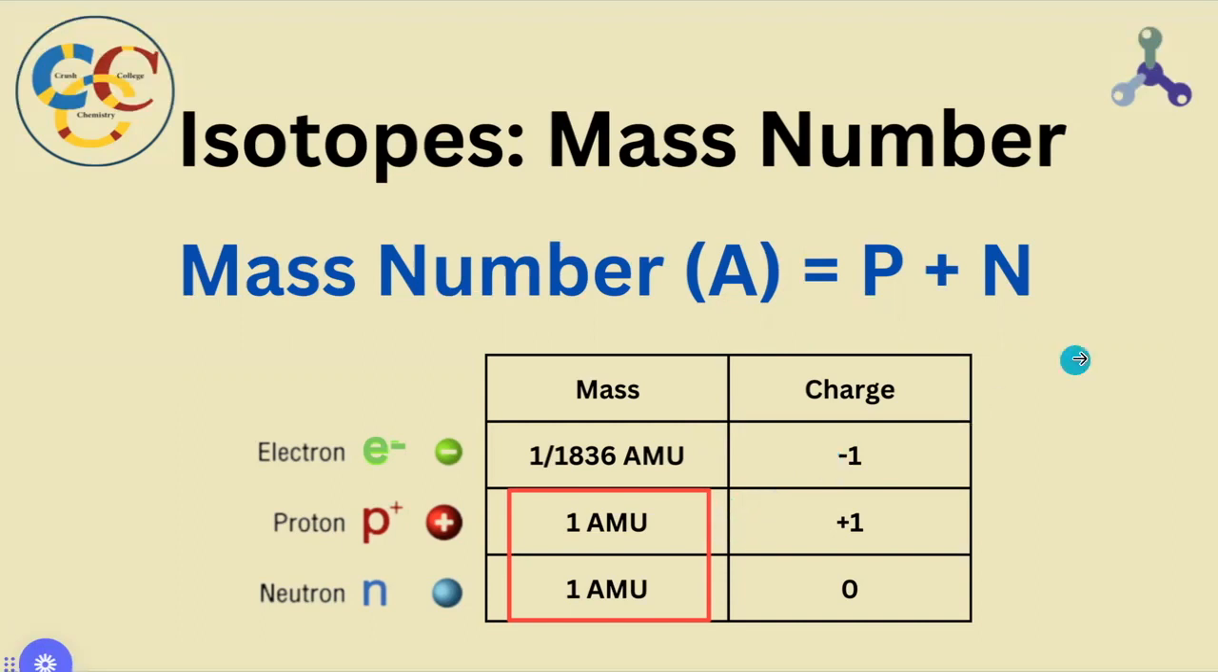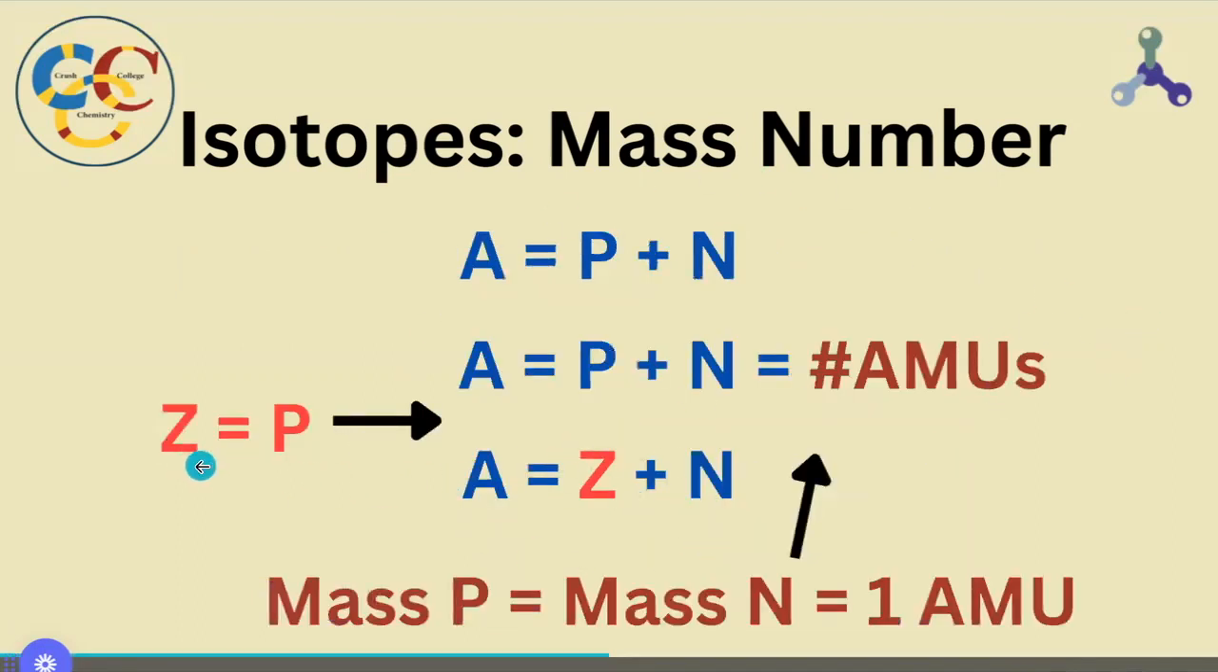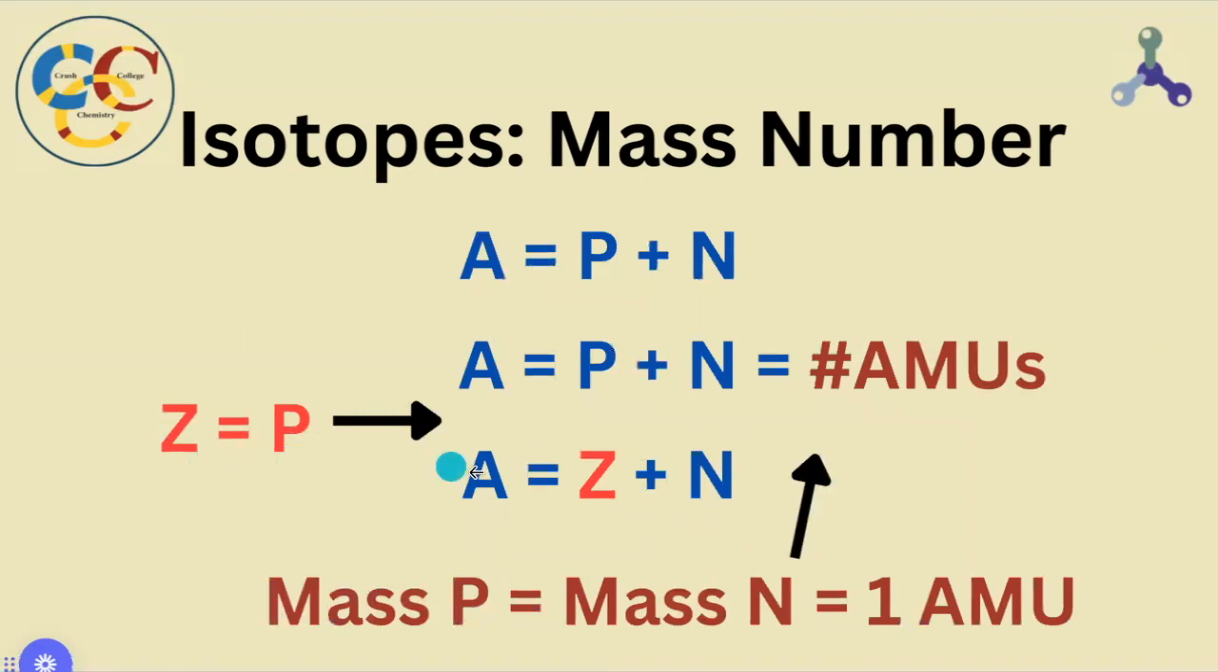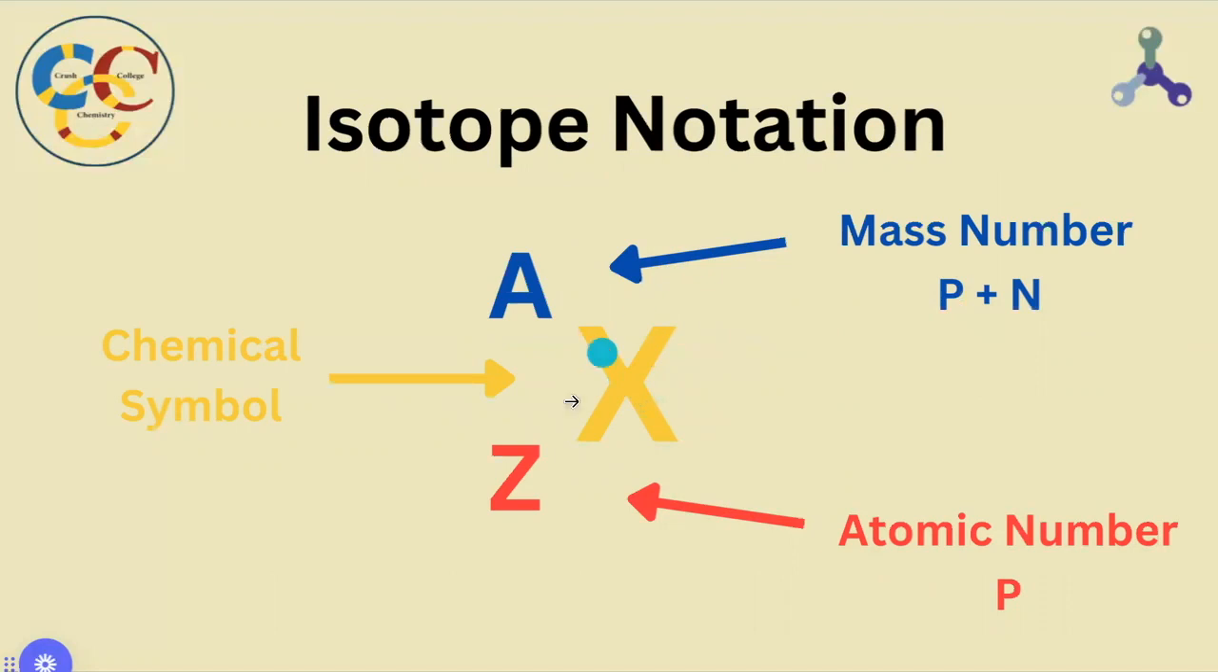The whole thing I want you to pay attention to with this is the fact that Z, which is the atomic number, is the same thing as P, the number of protons, and that becomes relevant in the mass number equation. Here's isotope notation. We've got our chemical symbol, which defines the element. We've got our mass number, which is the sum of protons and neutrons, and we've got our atomic number, or the number of protons.